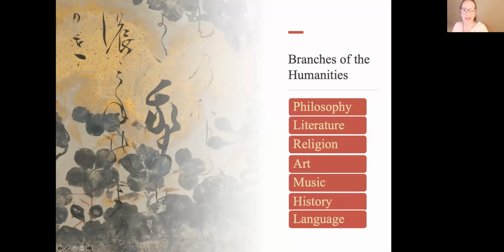The branches of the humanities are philosophy, literature, religion, art, music, history, and language. This is a Japanese painting which combines poetry and calligraphy, plum blossoms, and we could understand this in greater depth by studying the Buddhist faith as it manifests in Japan, the historical context, the language used in the particular Japanese language as it relates to poetry and literature, possibly a little bit of philosophy to make sense of this image. We would use multiple branches of the humanities.